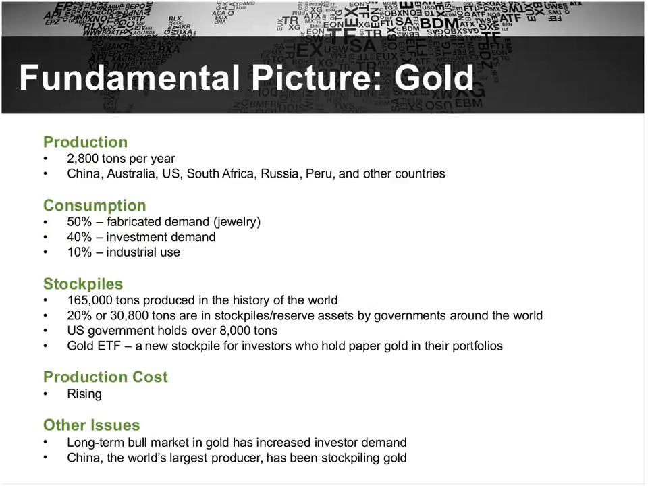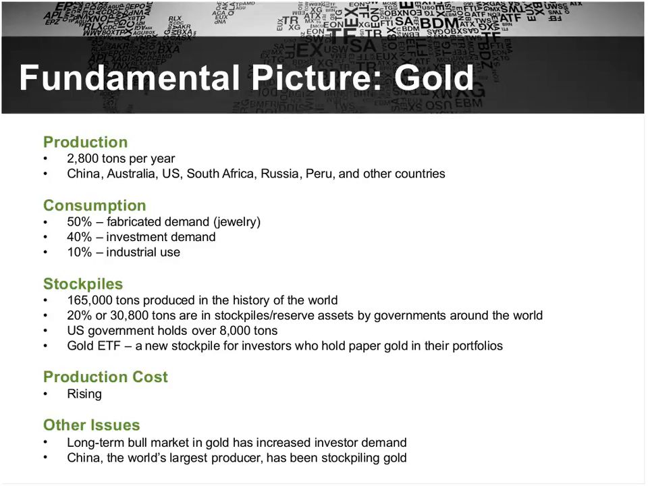Let's look at gold. In gold, production is 2,800 tons per year. It comes from China, the #1 producer, Australia, the U.S., South Africa, Russia, Peru, and other countries. In terms of consumption, 50% is used for fabricated demand, jewelry. 40% is accounted for by investment demand, and 10% of gold goes to industrial use, dental, electronic, and so on.